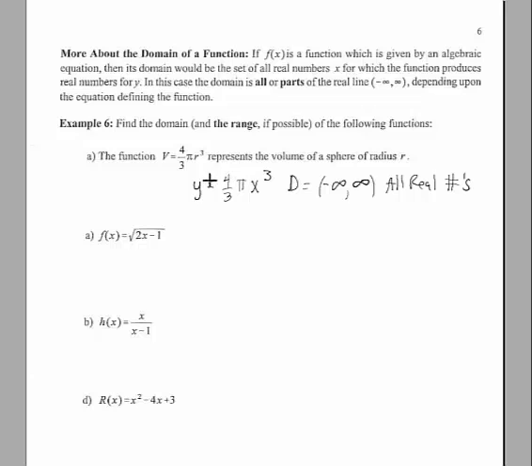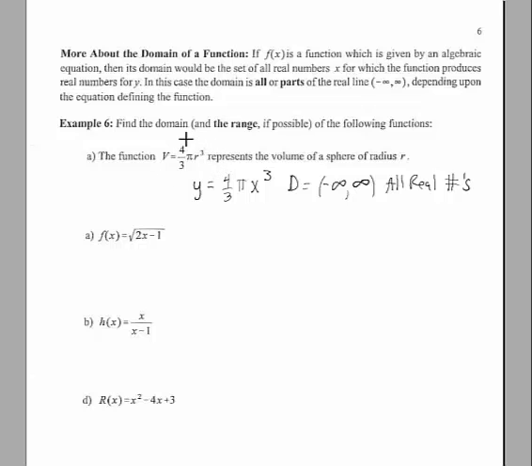But that's not the formula that they gave us, or the equation. They gave us a V and they gave us an r. The difference being V represents volume and r represents radius. These are real world quantities, and we don't measure those things using negative numbers.